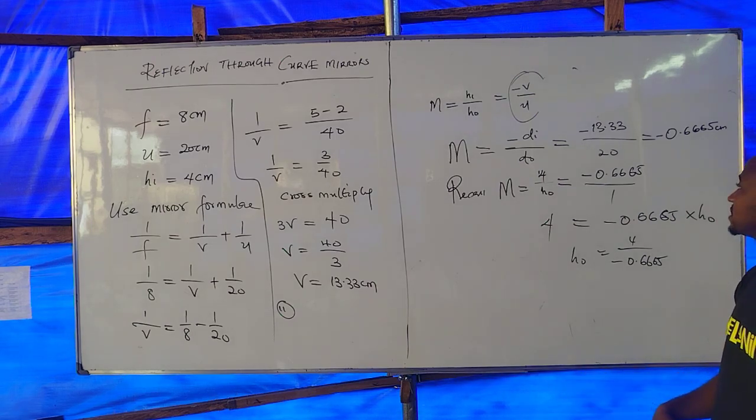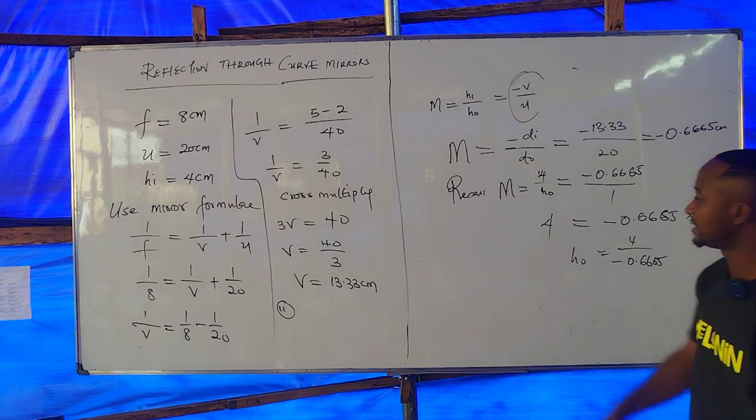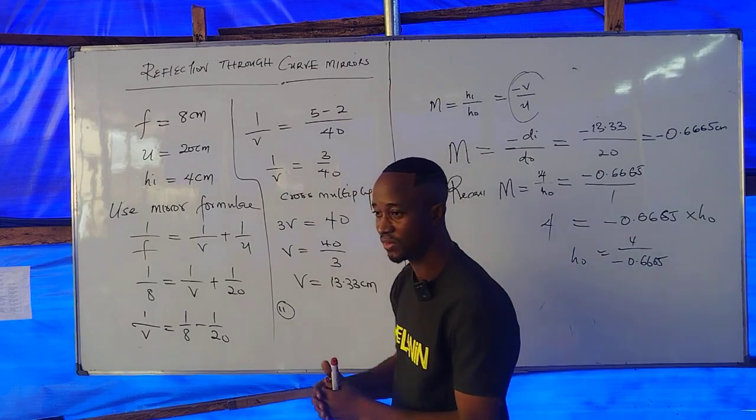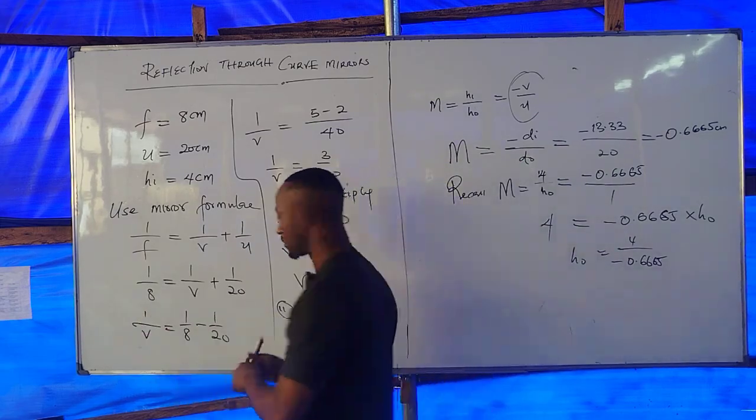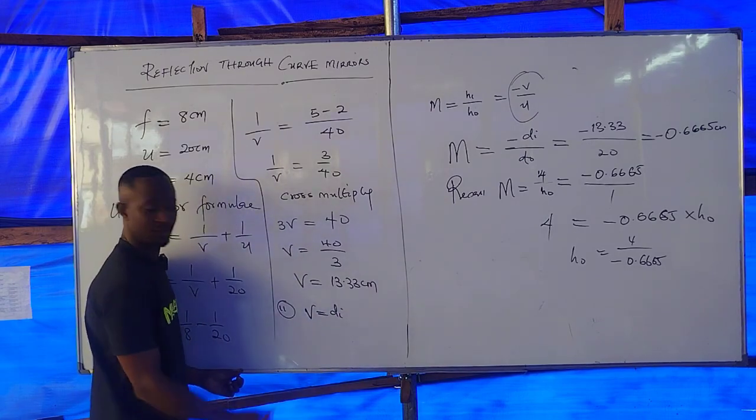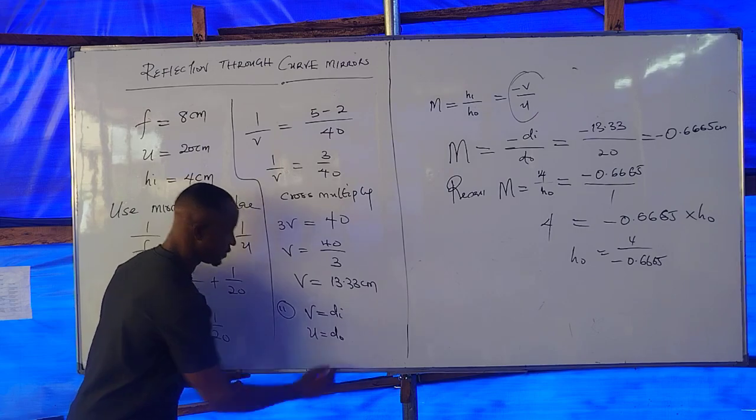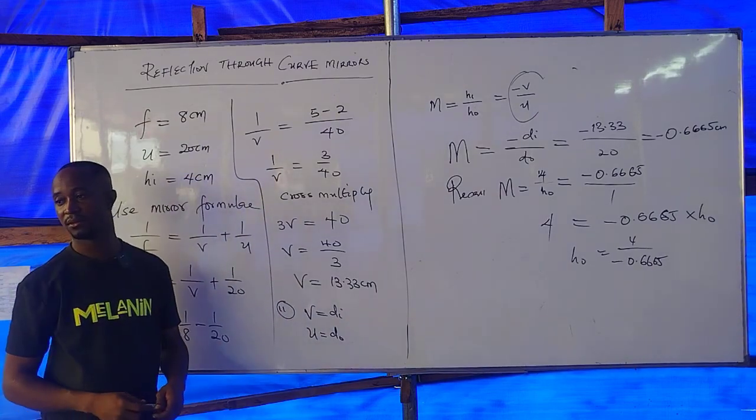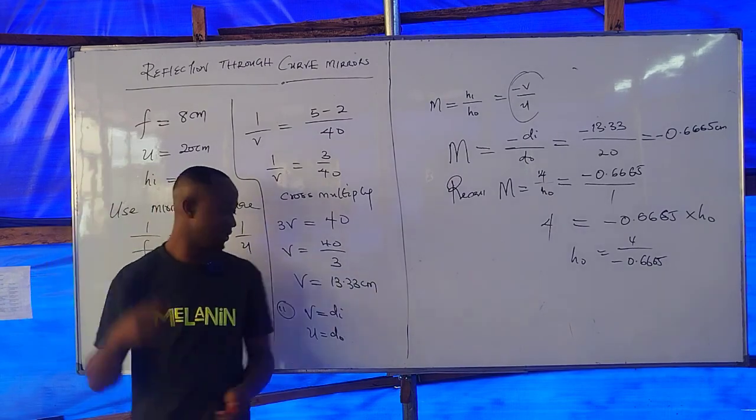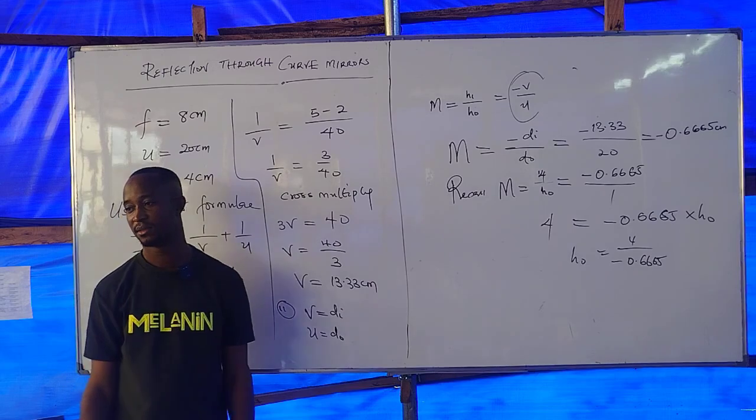This is your V. You know I say your V represents your image distance. Take your notes now. Your V is same as your DI. Your U is same as your DO. Don't see your H as height, see your D as distance. Is it clear?